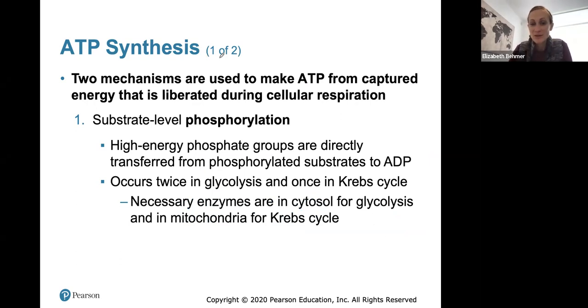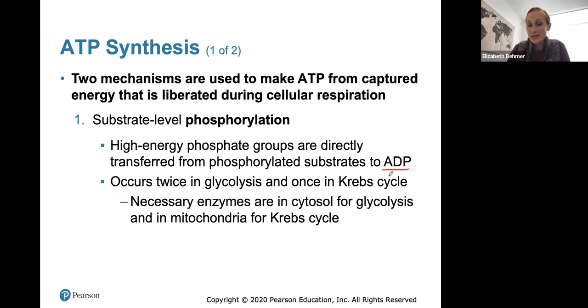Substrate level phosphorylation is when we transfer phosphate groups from phosphorylated substrates to ADP. So basically what we do is we have adenosine diphosphate with two phosphate groups. We add on another phosphate group and we create ATP. So that's important to know. To make ATP, we are basically adding an extra phosphate group onto ADP.